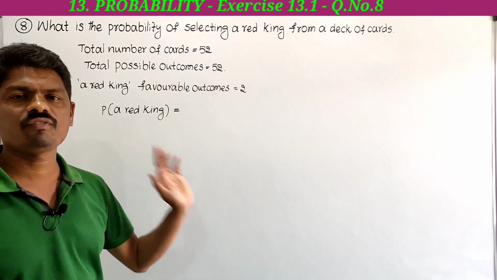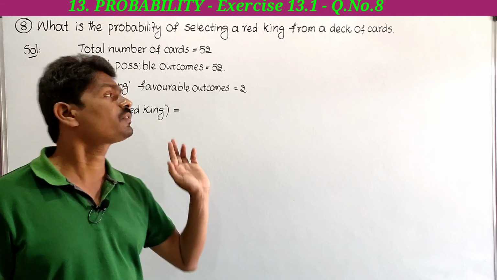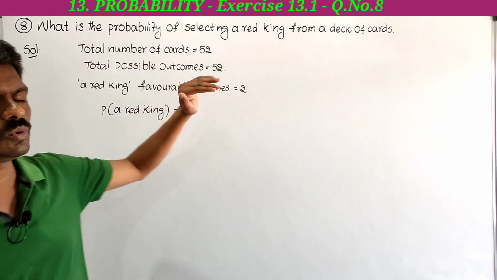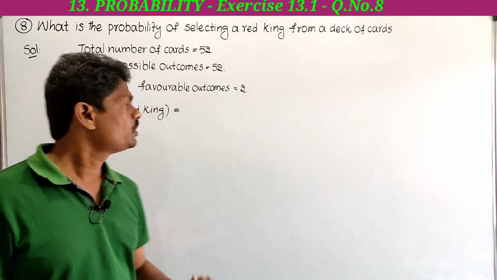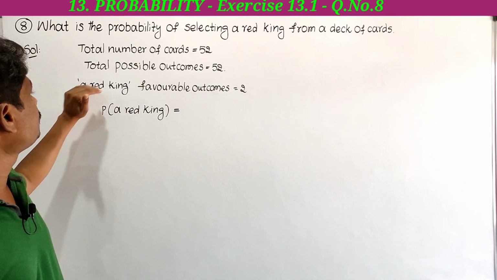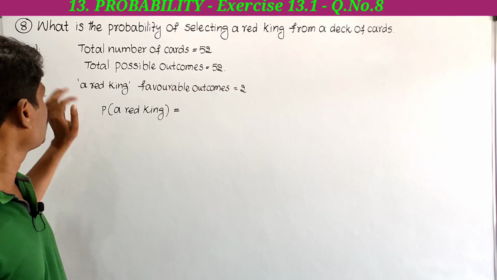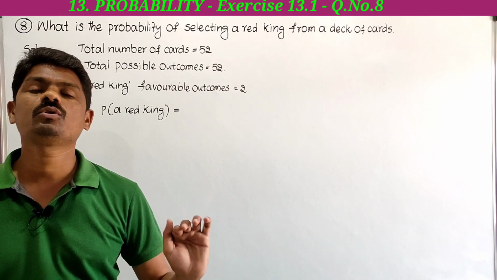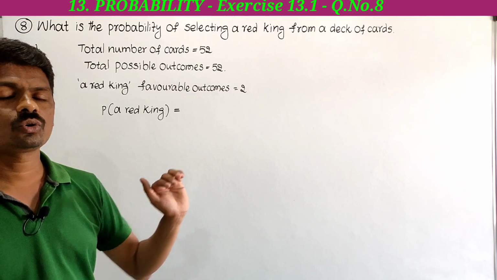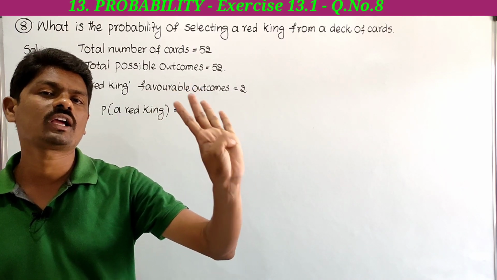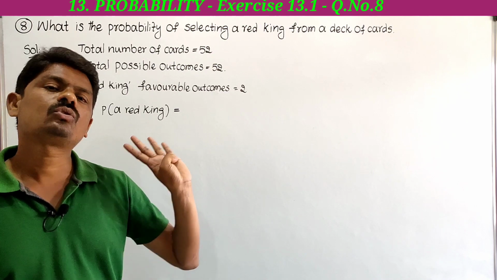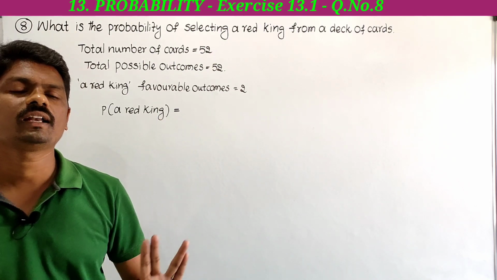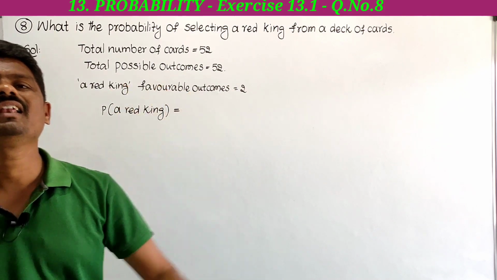So in a deck of cards, the total number of cards equals 52. Therefore total possible outcomes equal 52. So among the 52 cards, the total red king cards are 2. So totally there will be 4 king cards. Among those 4, 2 cards are black in color and 2 cards are red in color.